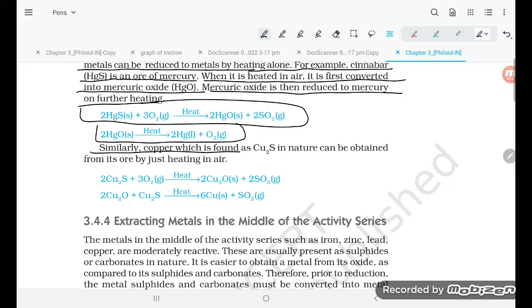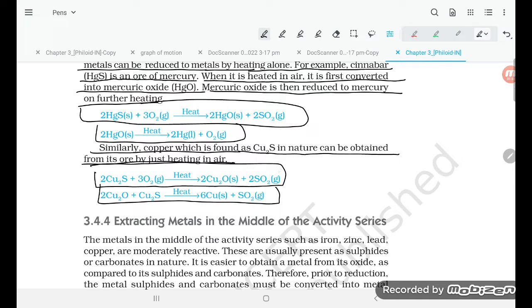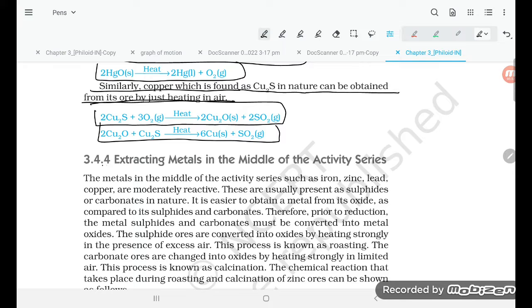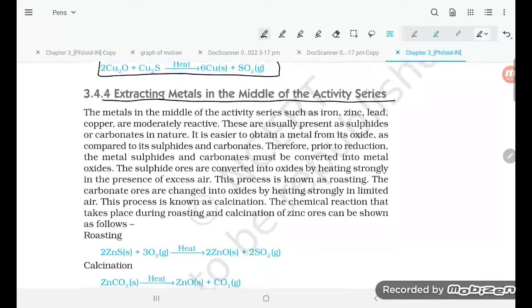Similarly, copper, which is found as Cu2S in nature, can be obtained from its ore by just heating. Cu2S is converted into Cu2O, and Cu2O is converted into Cu. Okay, extracting metals in the middle of the activity series.